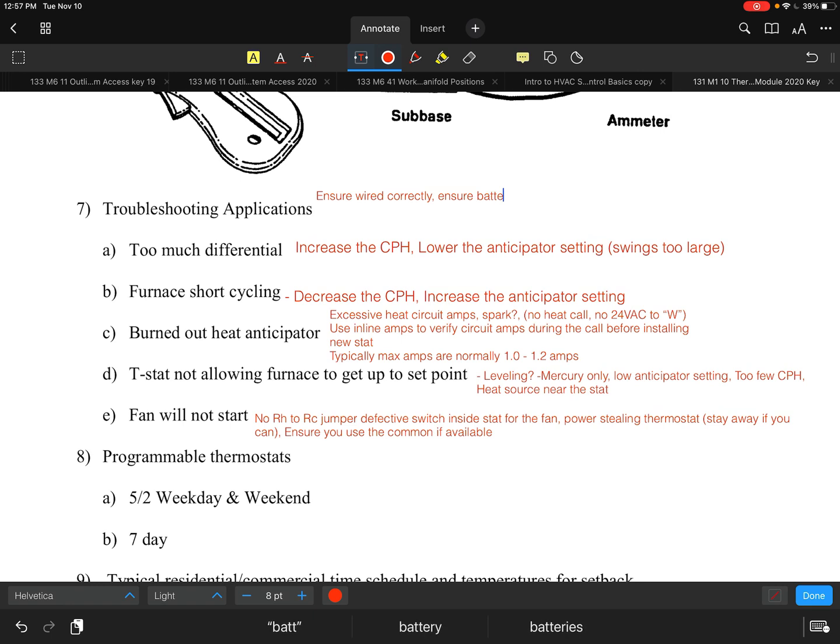You want to make sure that, this is always a big tricky one, batteries are good in the stat. So if people have battery powered stats, you've got to be super careful. That can be an issue. So it says ensure it's wired correctly, batteries are good. All those basic things can be eliminated.